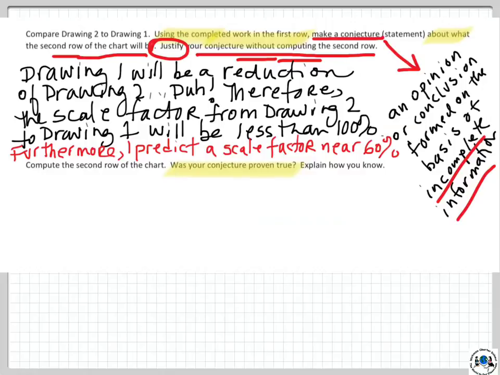Okay, so here the question was, we completed the second row of the chart. Was your conjecture proven true? Yes. Explain how you know. Well, I won't go into it much further, but I know, of course, because my scale factor turned out to be 62.5%, which is less than 100%, which means it was a reduction.